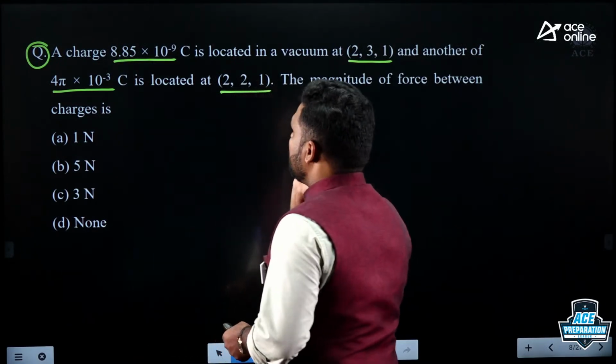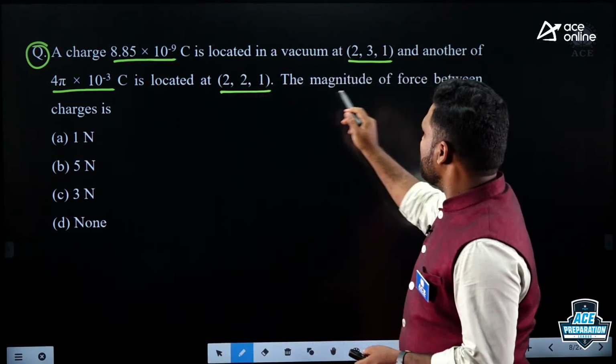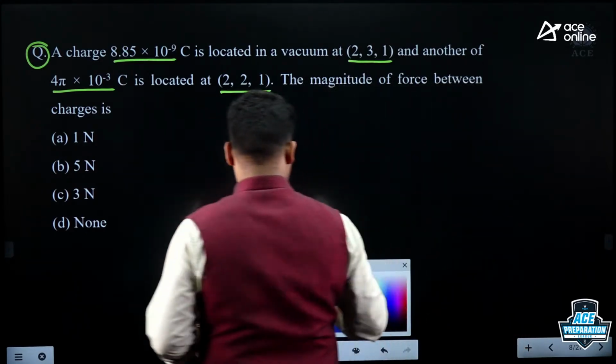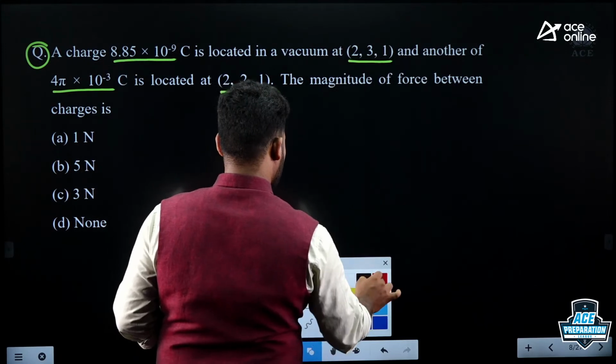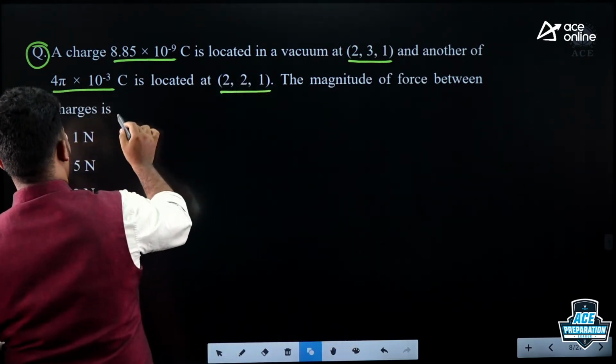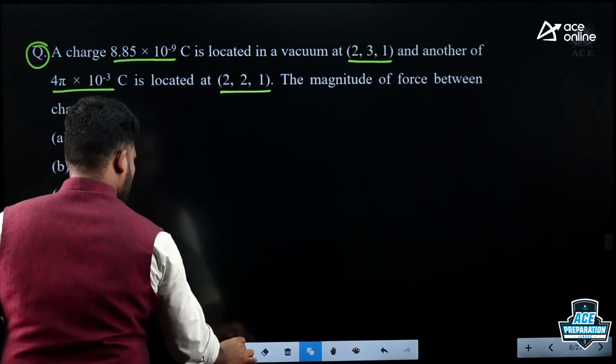So, it is asking what is the magnitude of force between the two charges. You have to use Coulomb's law. Fine.